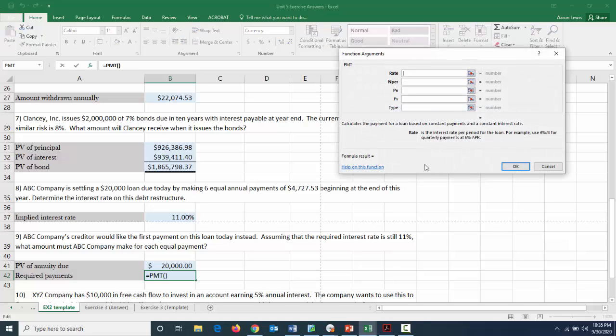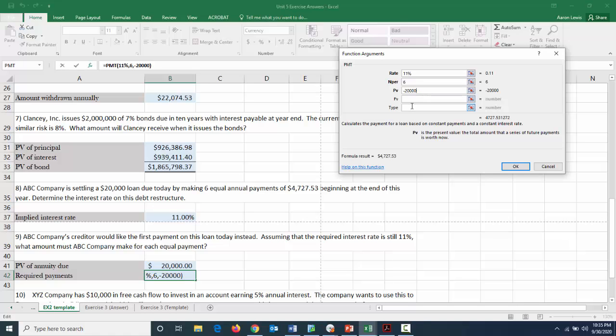And we get our rate, which is still 11%. Nper is the number of periods that we have to pay for. And we're still making these payments 6 times equally, but we're just starting at the beginning of the year instead of the end of the year. And the present value that we have is still 20,000.